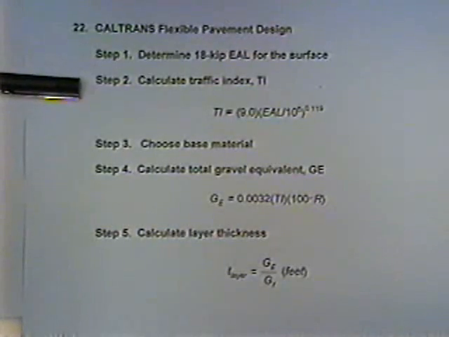California uses a traffic index, or a T sub I, in a lot of their design procedures. And there's an equation for calculating T sub I that's given there in your notes. 9 times the equivalent axle loads divided by 10 to the 6th, and then that whole equation is raised to the 0.119 power.